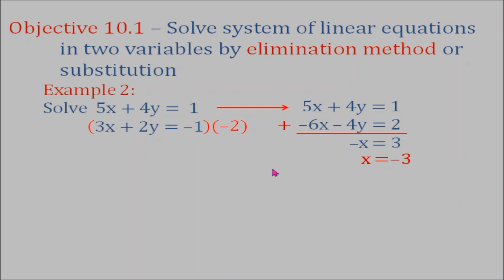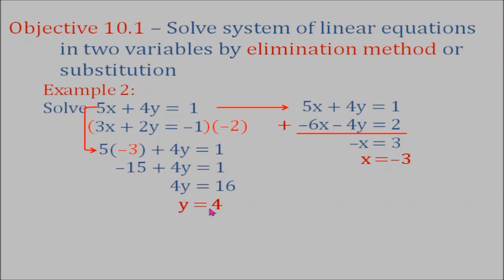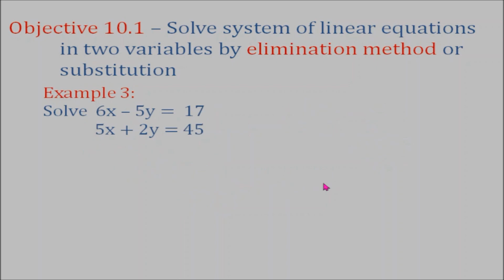Now to find the value of y, we can use either equation. So using the first equation, that's 5 times -3 plus 4y equals 1. 5 times -3 is -15. So we have -15 plus 4y equals 1. Adding 15 on both sides, we have 4y equals 16. Dividing both sides by 4, y equals 4. So this means x equals -3 and y equals 4.